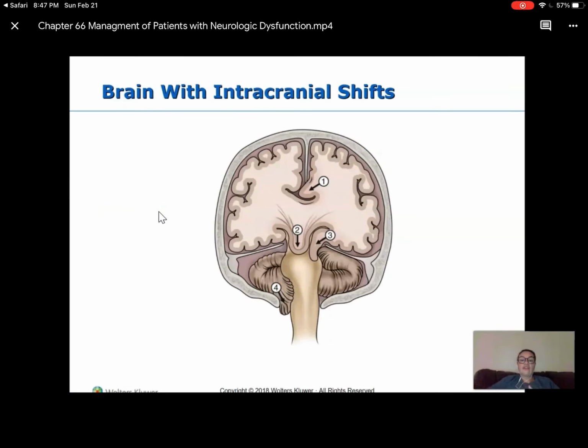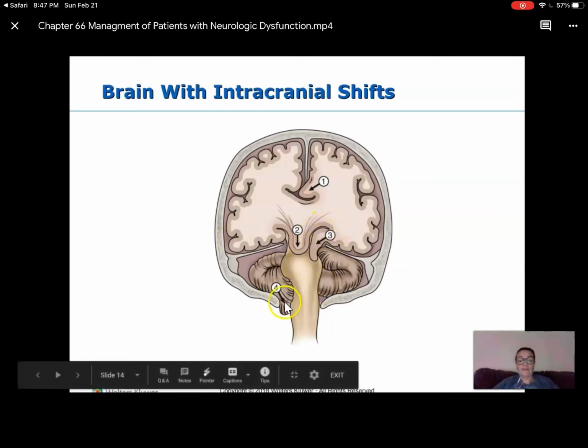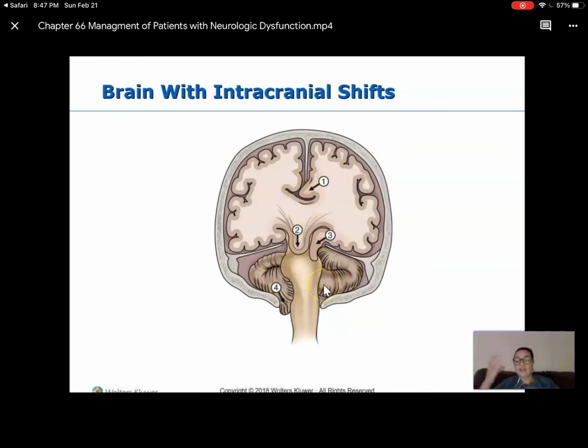All right. So, brain with intracranial shift. So look right here. There's no room. So it's starting to protrude in different areas. This causes pressure. This can cause bleeding. This can cause cell death.